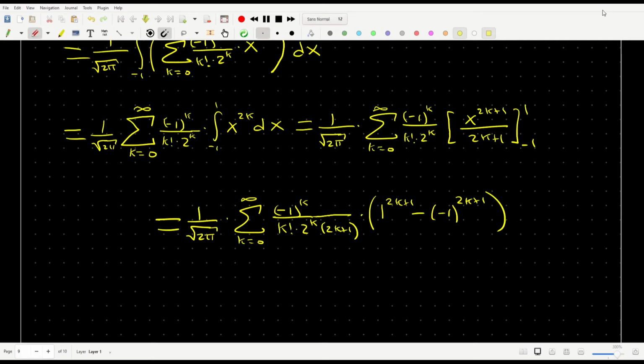And this simplifies even further when you simplify this 1 minus (-1)^(2k+1). So 1^(2k+1) is always 1. (-1)^(2k+1) is the same thing as -1 times (-1)^(2k). (-1)^(2k) is always 1, because it's the same thing as (-1)^2 to the k. And negative times -1 is positive. So this entire thing is just the same thing as 1 plus 1, or 2.